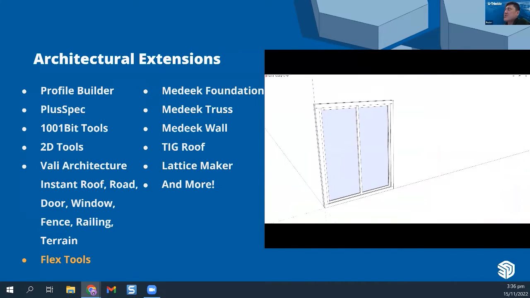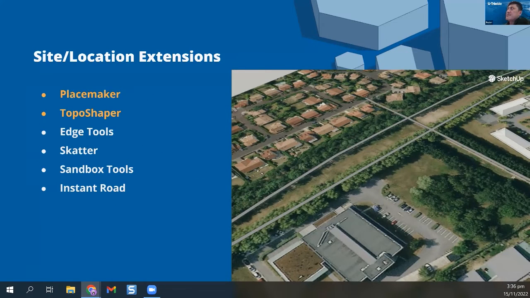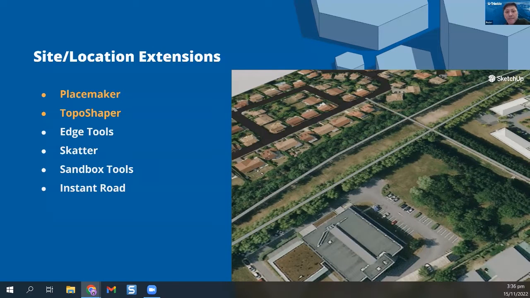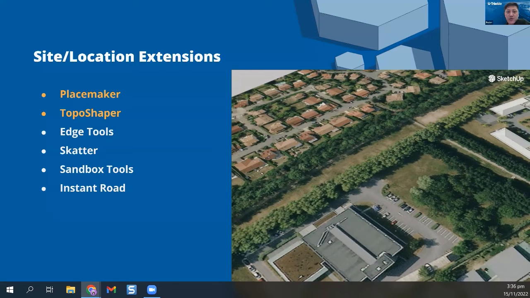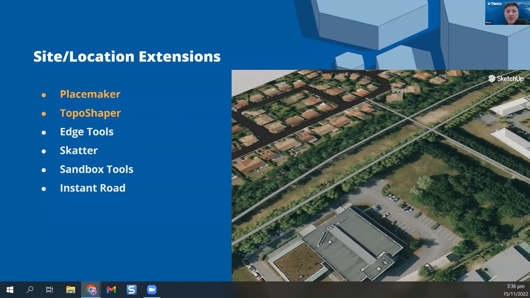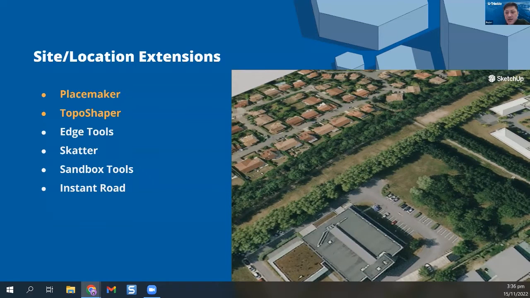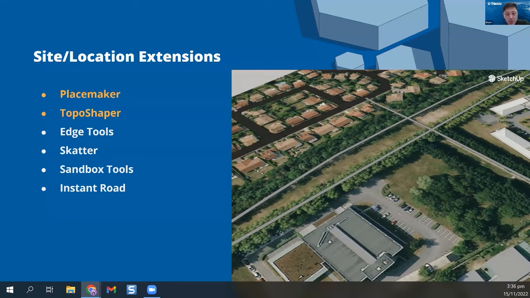And then, of course, for site design we have this thing called Placemaker. You know, with Add Location in SketchUp, you import a map, let's say a map of downtown Jakarta, into SketchUp, and then you try to draw buildings. But if you have a very big area, it's very troublesome to draw them one by one, right?